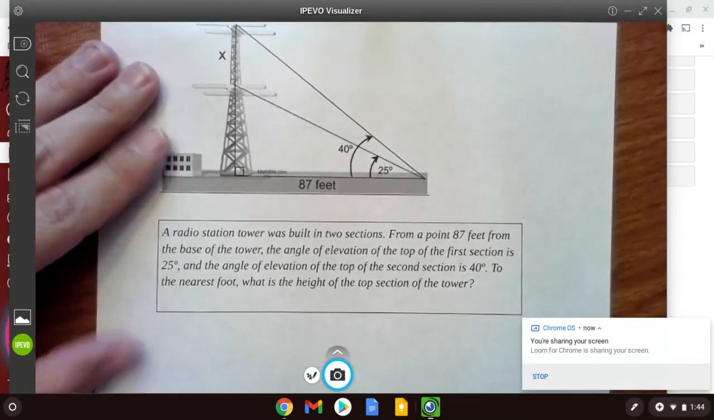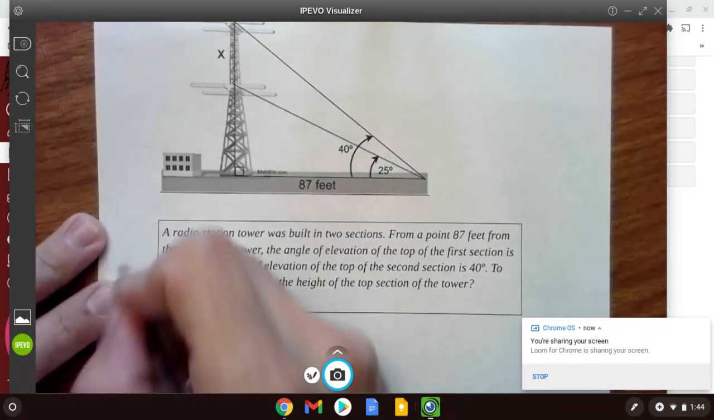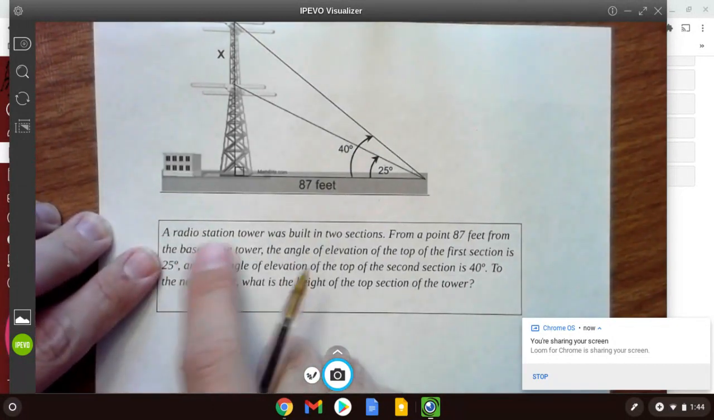All right, so take a second and read over the problem, read over the picture as well. You can pause that, and I'm going to go ahead and start talking through this.